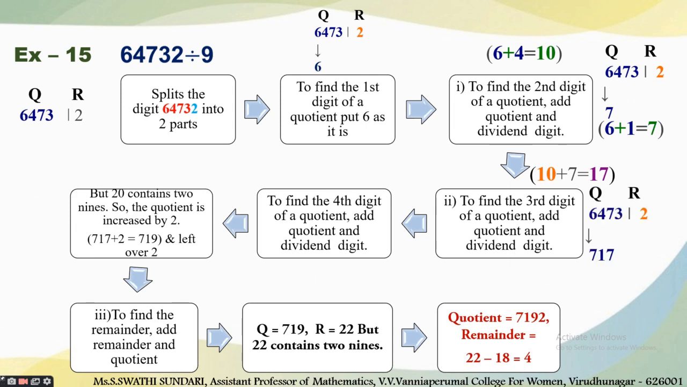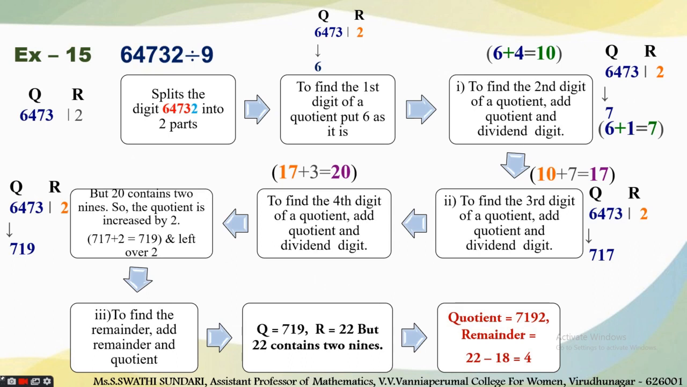And next, we have to find the fourth digit of the quotient. So 17 plus the fourth dividend digit, which is 3. So we get 17 plus 3 equal to 20. But 20 contains two 9s, so the quotient is increased by 2. Already the quotient is 717, which is increased by 2. We get 719 and left over 2.